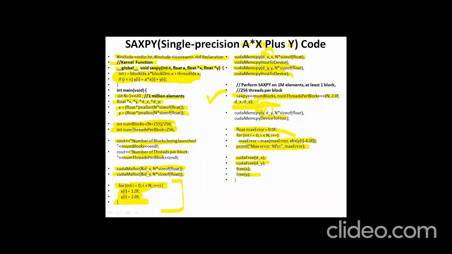If the capital N is large enough, it may be more than the threads in one grid, right? Then it is possible, and then we have to write the loops in our kernel. It means one thread will be processing multiple elements, not only a single element.